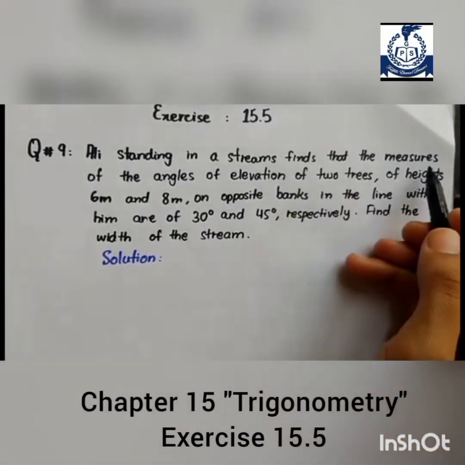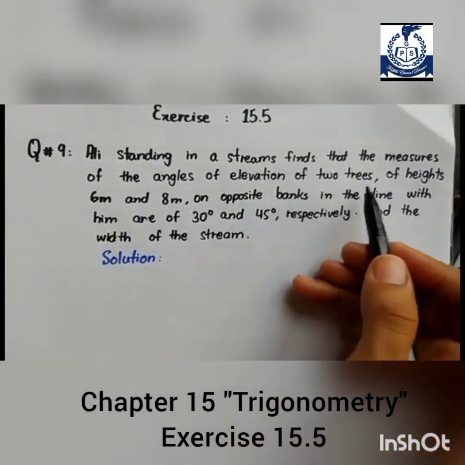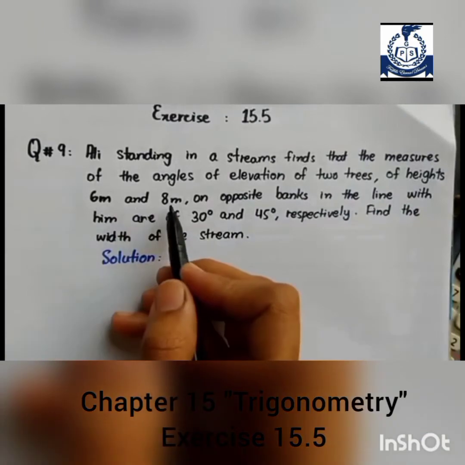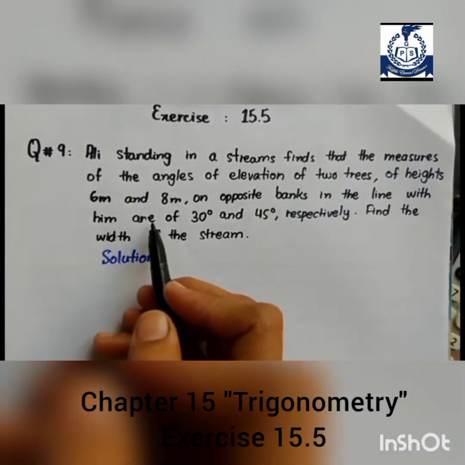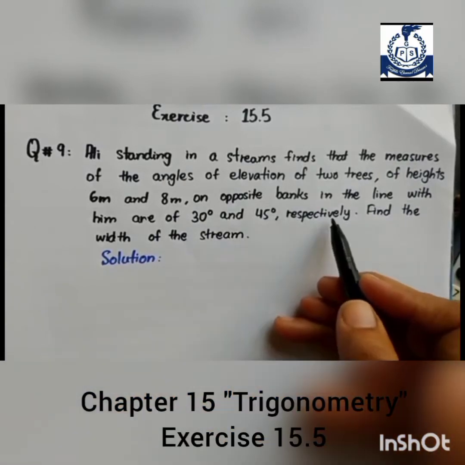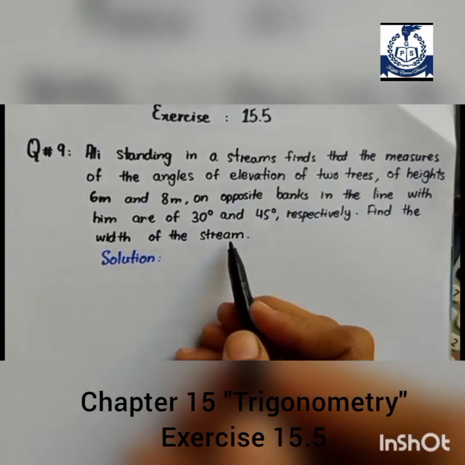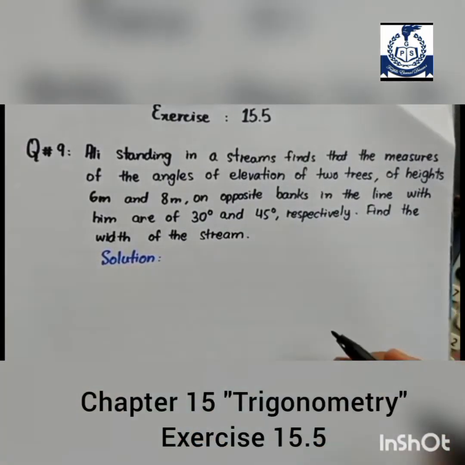Ali is standing in a stream. Find the width of the stream if the measures of the angles of elevation of two trees of height 6 meters and 8 meters on the opposite bank, in line with him, are 30 degrees and 45 degrees respectively.